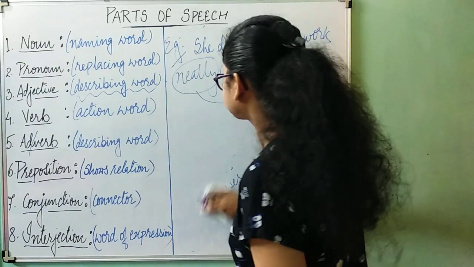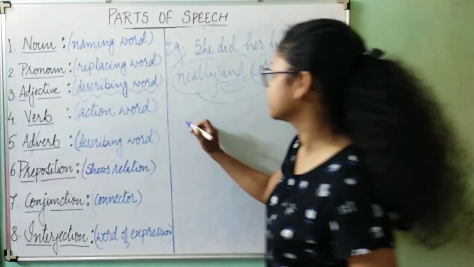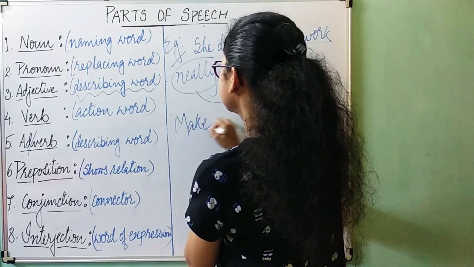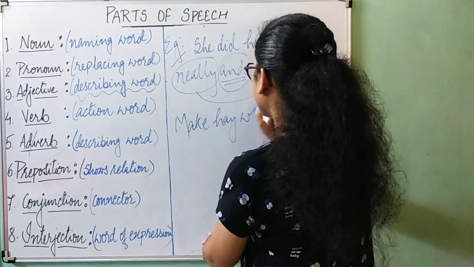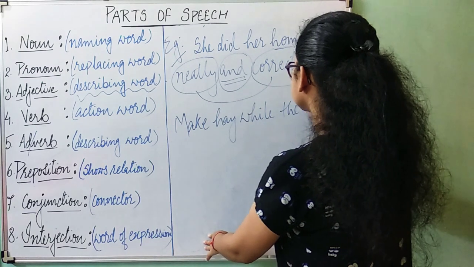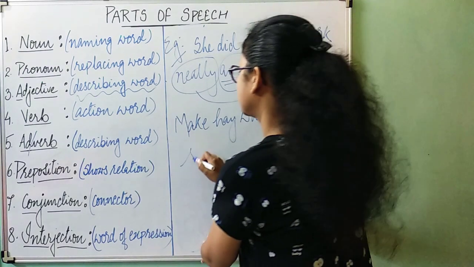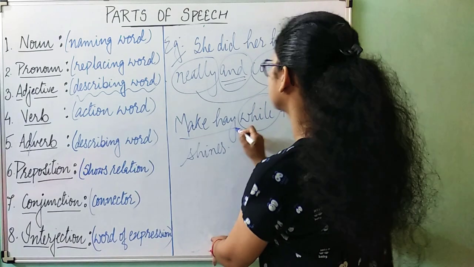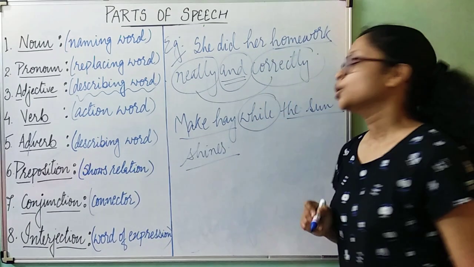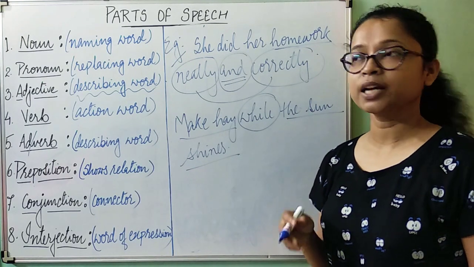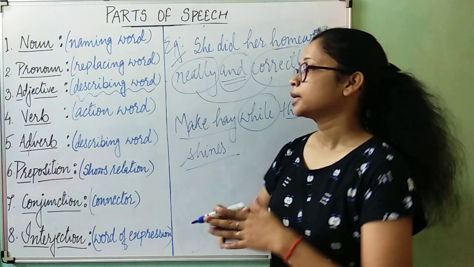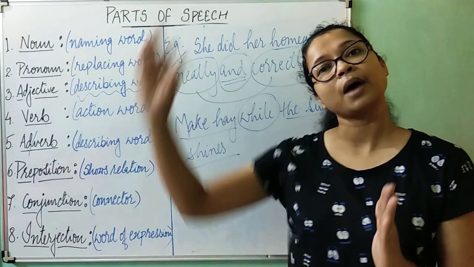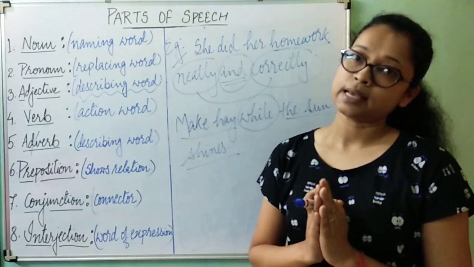Let's take another example. You must have heard of this very famous proverb: make hay while the sun shines. While over here is joining these groups of words. So what is a conjunction? Conjunction is a word that joins a noun or a pronoun with some other words present in a sentence.